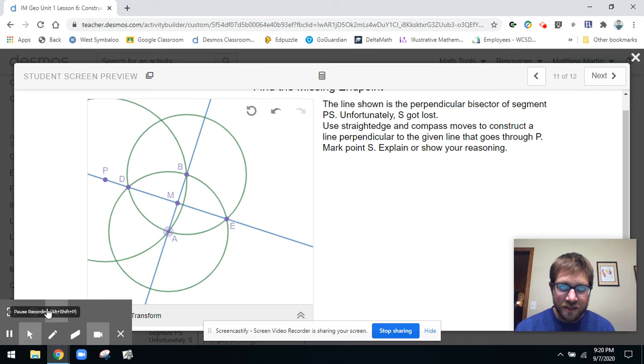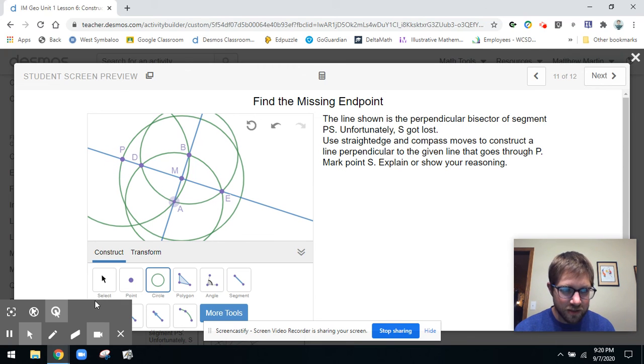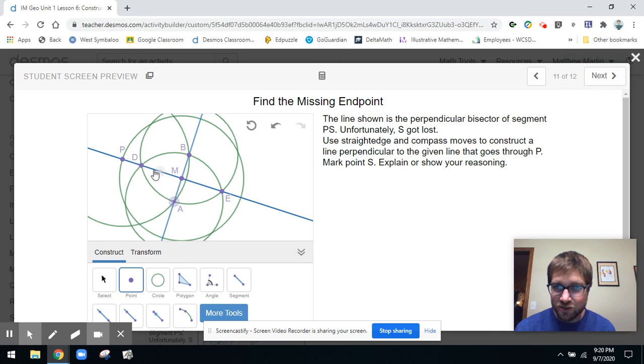However, I still don't know where point S is, so what I'm going to do now is make one more circle. I'm going to make that circle starting at the intersection of my 2 lines, which I've labeled as point M. I'll construct a circle of radius PM with a center at M, and that circle intersects line PM in 2 places, and so I will mark this far other point over here, and that point must be S because it is the same distance from the midpoint as P.